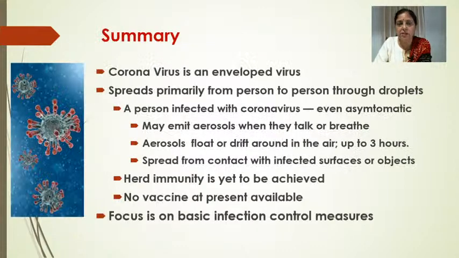So now with this in mind, this is the small background which I have given you. To summarize, the first thing is that coronavirus is an enveloped virus. It is primarily transmitted from person to person through droplets, and even a pre-symptomatic or an asymptomatic person can transmit the infection. Aerosols can be emitted while we are talking or breathing. Aerosols float or drift around in the air for up to 3 hours, and the spread can happen from fomites, that is, contact with infected surfaces or objects. Herd immunity is yet to be achieved. There is no vaccine available at present, so our main aim is on basic infection control measures. So this is how we need to control this epidemic now.